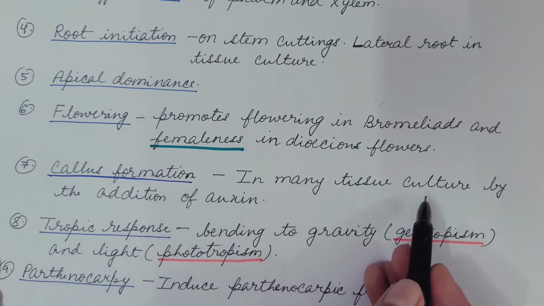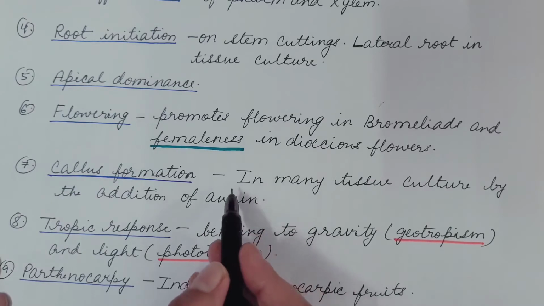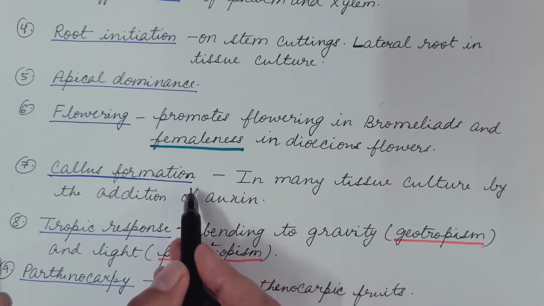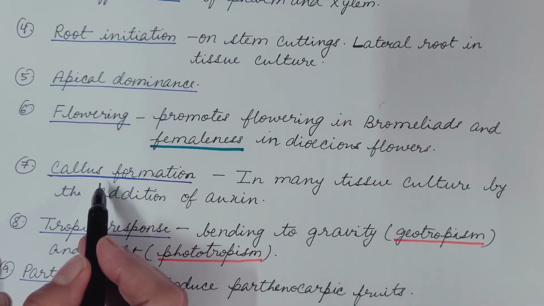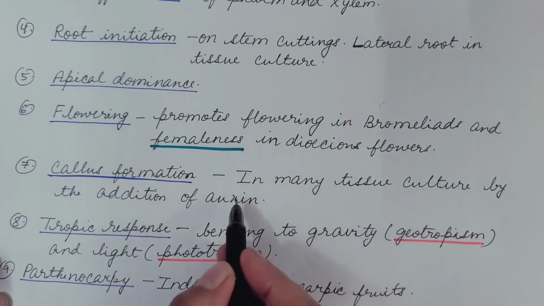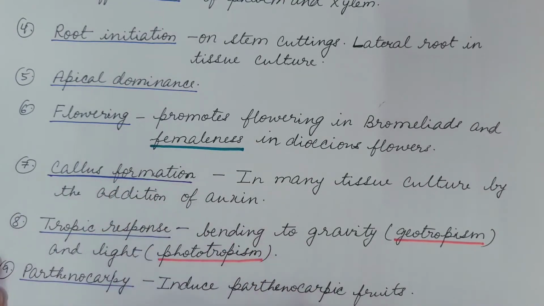Next is callus formation. In many tissue cultures, when auxin is added, it results in the formation of callus. What is callus? It is an undifferentiated mass of cells. When auxin is added in the tissue culture, it results in the division of the cells, and hence an undifferentiated mass of cells is formed, which is known as callus formation.